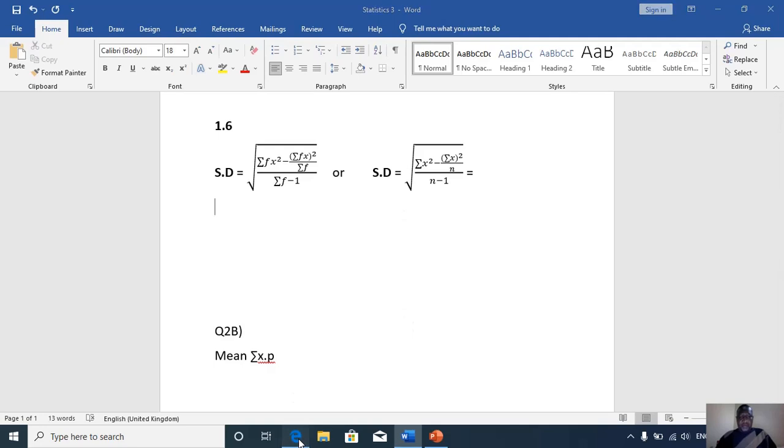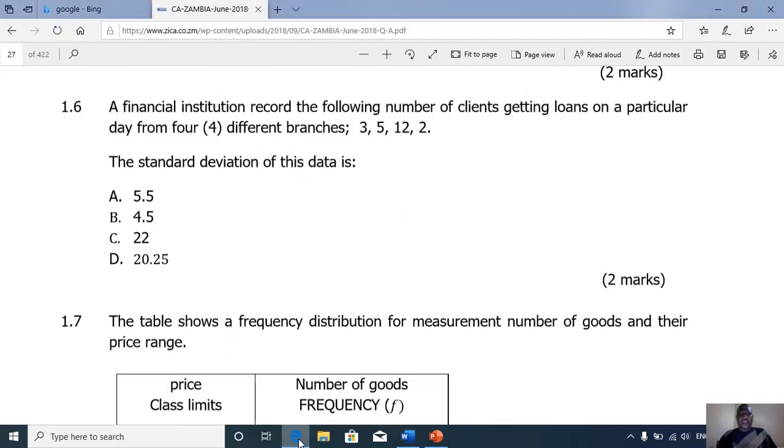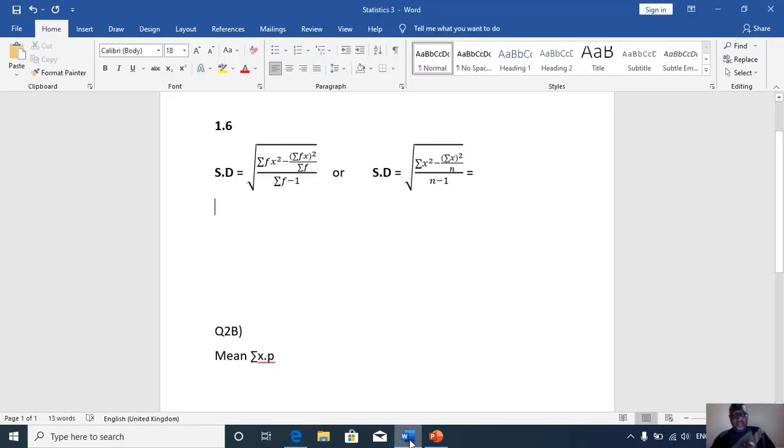Now, back to the question. The question is saying the data given here is coming from a number of clients getting loans on a particular day from 4 different branches. So we're sampling that data. So we have 3, 5, 12, and 2 as the data. So back to our answer page.